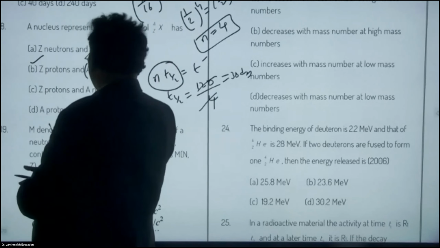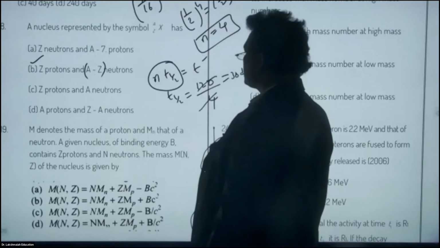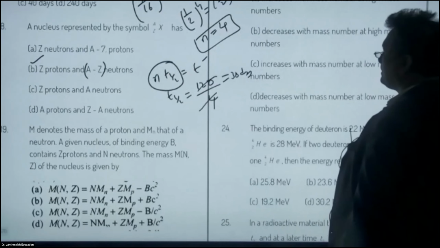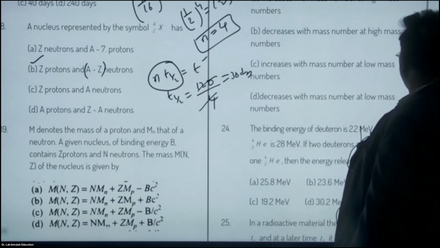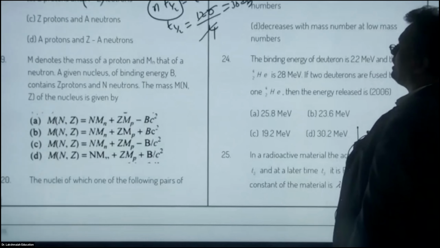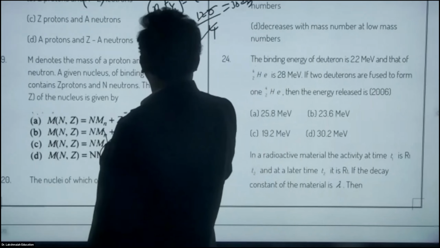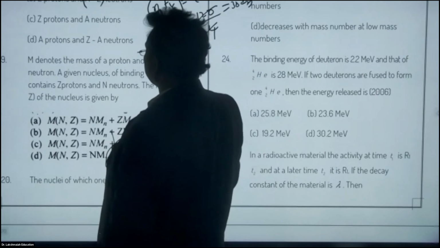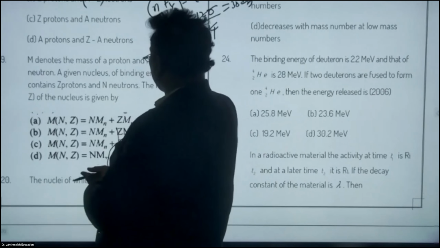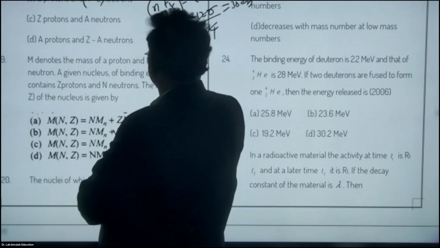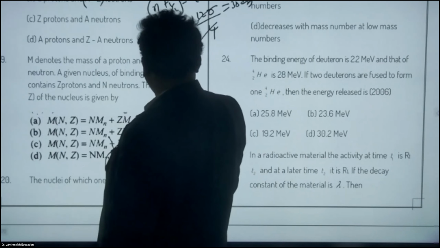Next, Mp denotes the mass of a proton and Mn denotes the mass of a neutron. A given nucleus of binding energy B contains Z protons, then the mass M. Already we did all these things. What is the answer?